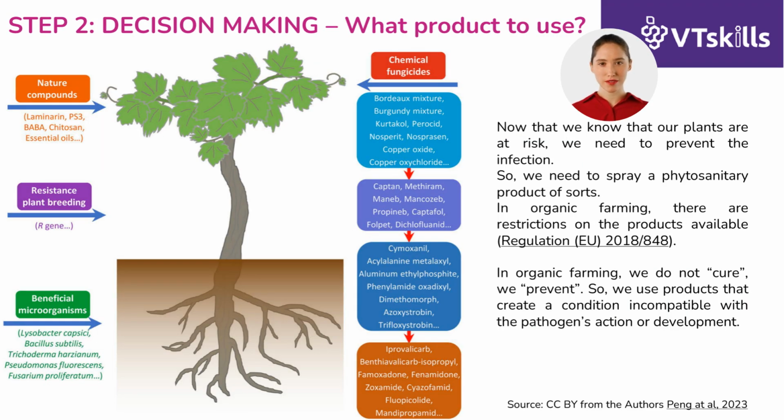Which product to use? Now that we know that our plants are at risk, we must prevent infection. For this, a plant protection product must be applied. In organic farming, there are restrictions on the products available. In organic farming, we do not cure, we prevent. We therefore use products that create conditions incompatible with the action or development of the pathogen.